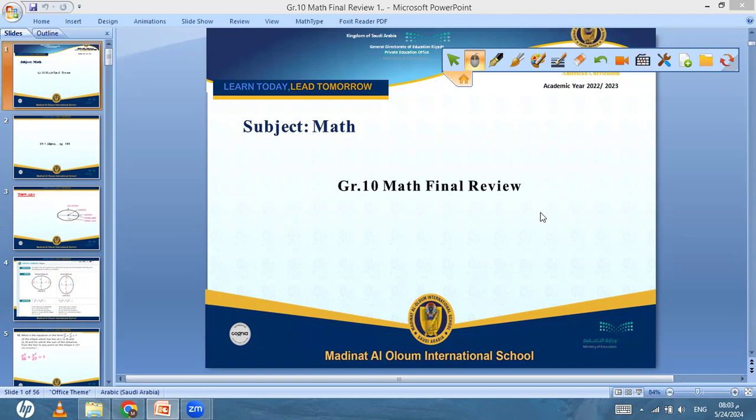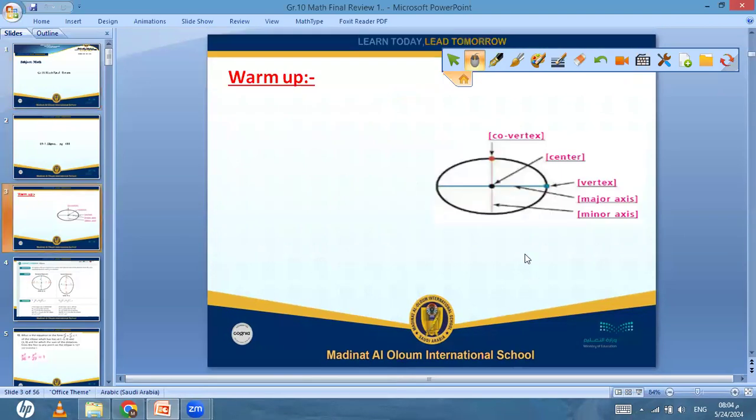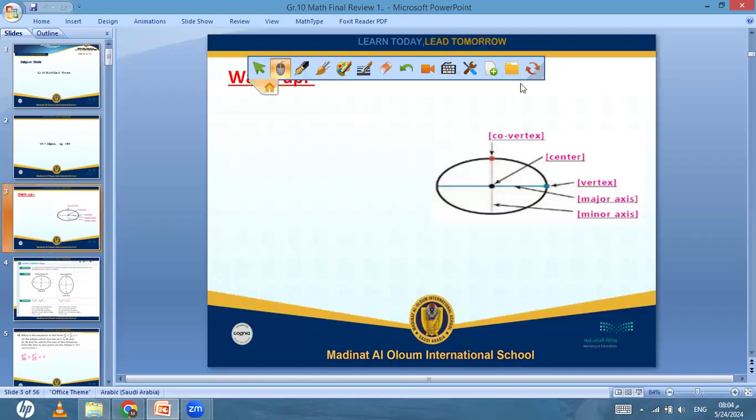Today we are going to revise conic sections. The first conic section we have in the semester is what? It's an ellipse. What is an ellipse and how can we analyze the graph? Okay, let us see, guys.